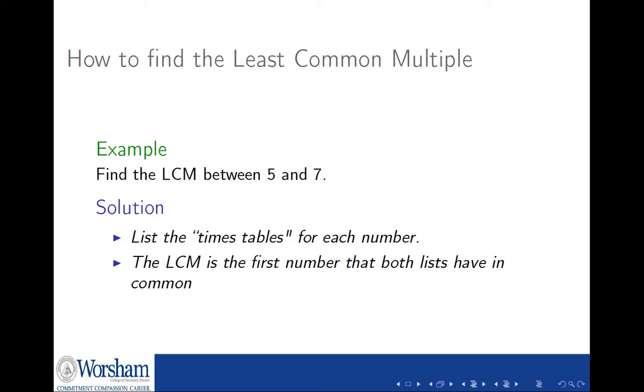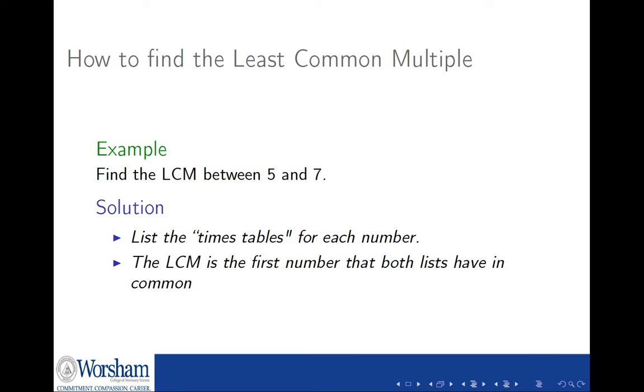So the process we're going to do is listed right here. We're going to list the times tables. I know how much you guys love that one, because that one came from elementary school, a long time ago, especially for me. So we're going to list the times tables for each number, and then determine what the LCM, the least common multiple, is for those numbers. In general, the least common multiple is the smallest number that both of those lists have in common.